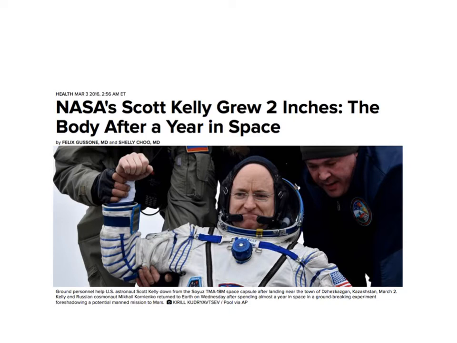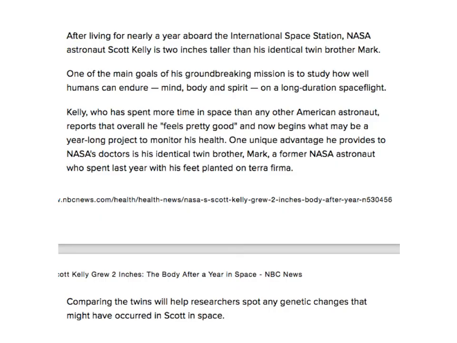Right. He grew 2 inches. But that has nothing to do with genetics because that's just what happens when your spine decompresses when you're in space and there's no gravity for a year. So he came back to Earth. He's 2 inches taller than his twin brother. There's a difference. Is it genetic or epigenetic? Neither, right. It's physics.